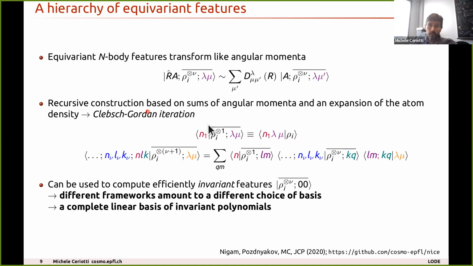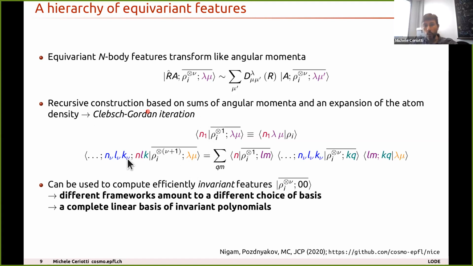Essentially you start from a density expansion, and then you have a recursive formula that takes a component that transforms like an angular momentum KQ. You combine it with the expansion coefficient that transforms like LM. You use Clebsch-Gordan coefficients, and this guarantees that the result transforms like a spherical harmonic with angular momentum lambda and LZ component mu.